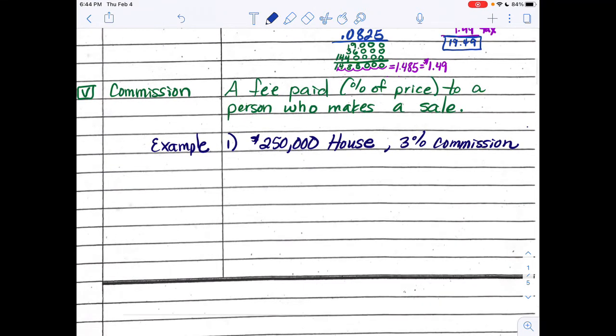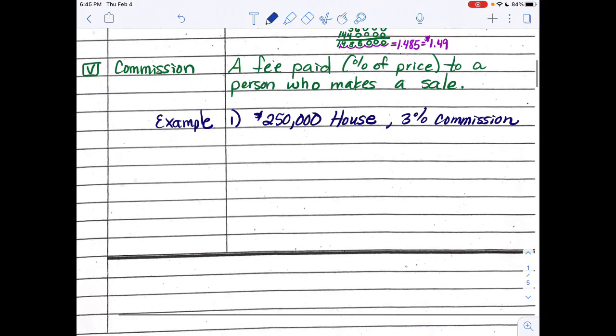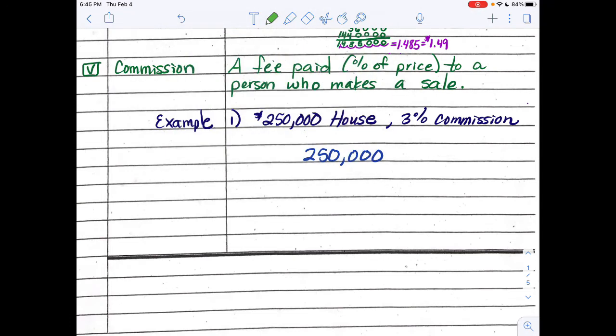Commission is a fee paid, or a percentage of the price that you're buying something, and it's paid to a person who makes the sale. So if you work somewhere where you're selling TVs or cars or houses, you're often paid a commission. So it's an incentive for people that are in sales. So if you're going to sell a house for $250,000, which is not possible in Santa Barbara, but we'll pretend that you can buy houses in other places for $250,000.